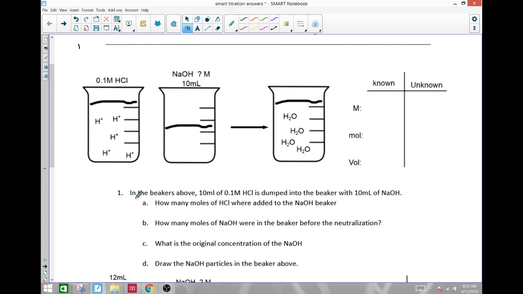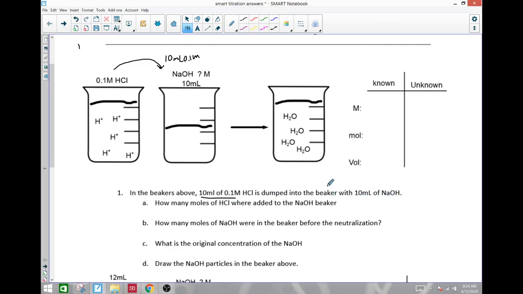Okay, so let's start out here with our first question. We have a beaker here. How many moles of HCl were added to the beaker? So I have this beaker that's kind of like my stock beaker. That's a whole bunch, but I'm not adding all of it to here. I'm just going to add enough to this guy to reach the equivalence point. And it's saying that that's 10 milliliters of 0.1 molar HCl, which is dumped into the beaker of 10 milliliters of this guy.